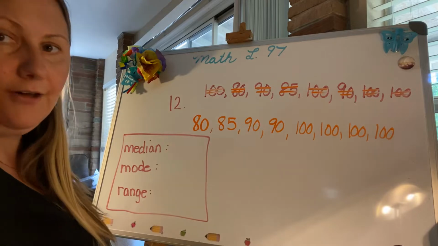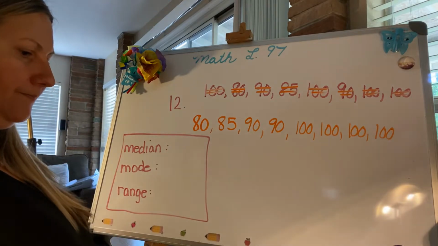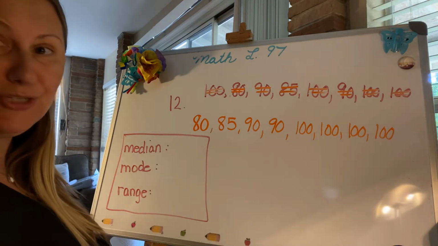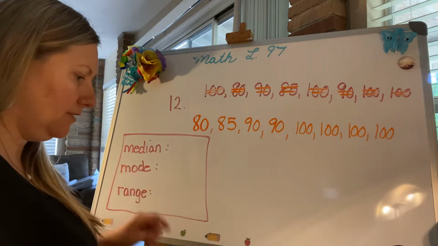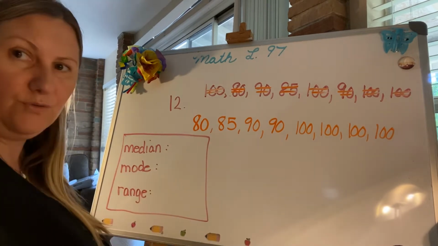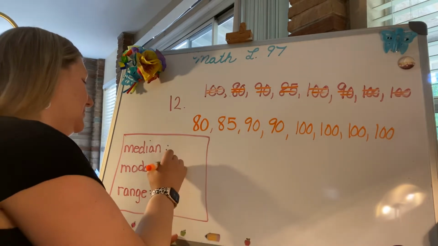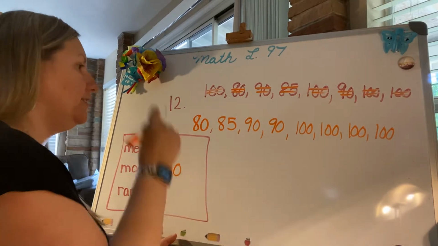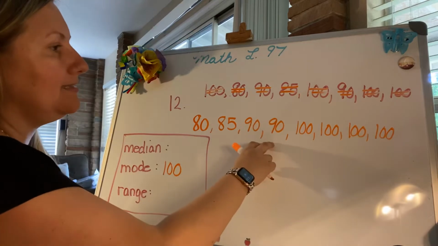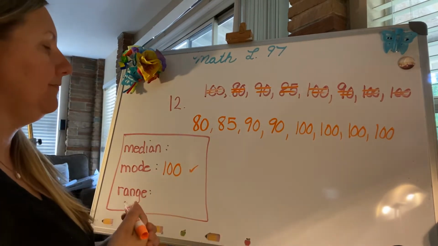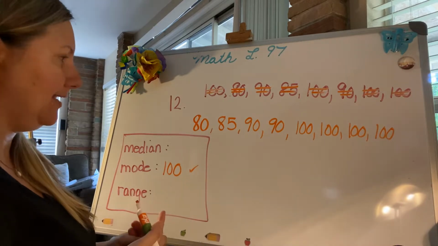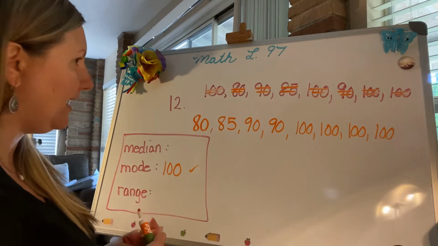Okay, all right. So first of all, I think the easiest one to do is the mode, which is the number that's used the most. So what is the number that's used the most? It is 100. It's used 4 times. 90 is used twice, but 100 is used 4 times. So that is the mode. Done.